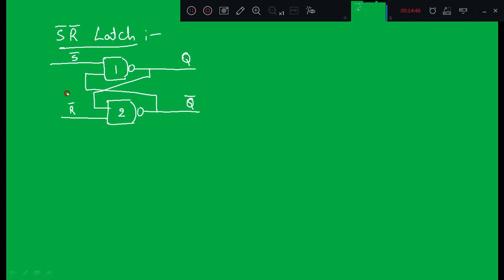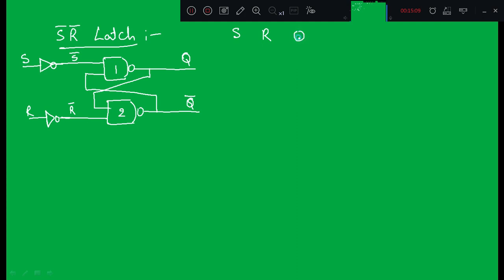So how to obtain S bar and R bar? S bar and R bar can be obtained using NOT gates. So I can also connect NOT gates here. This is also called the SR latch using NAND gates. So now how to analyze this? Again we are going to analyze the truth table of the SR latch.